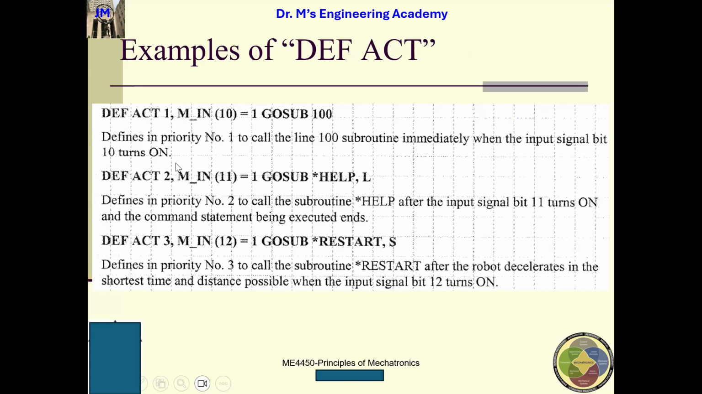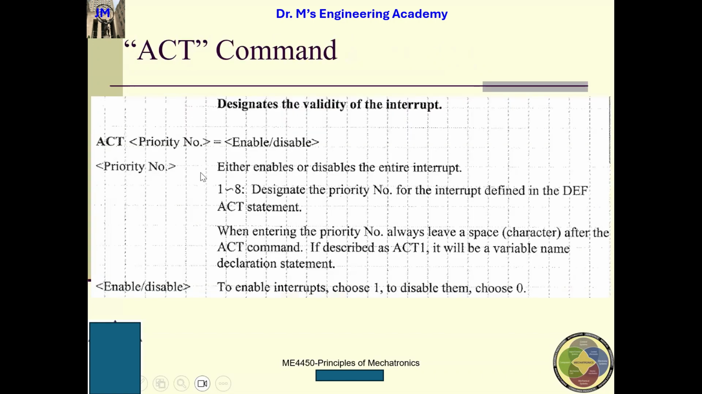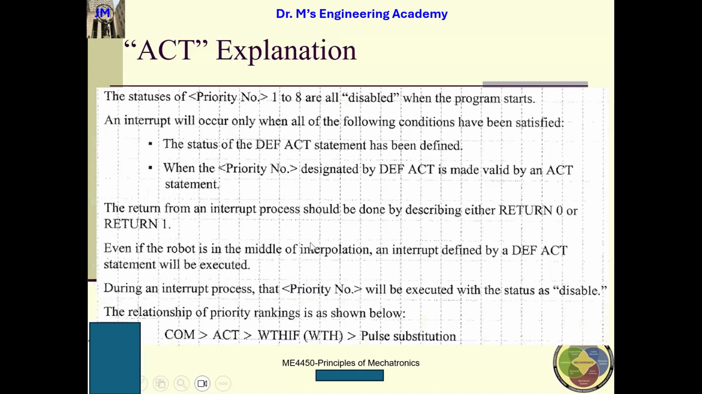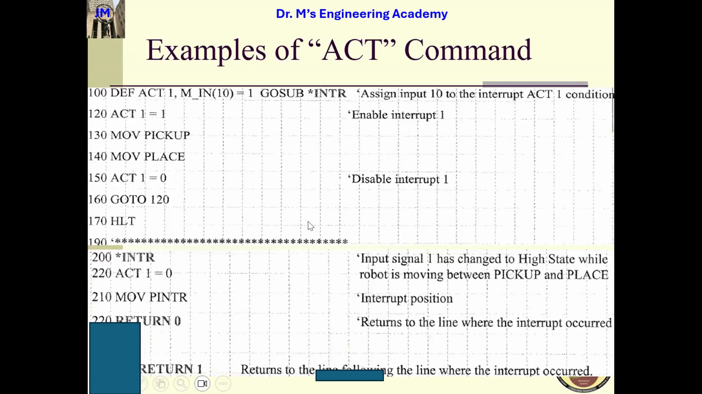After you define them, you need to have this ACT command: ACT, the priority number, and you need to enable it. And finally, at the end, you need to disable it. I'm going to give you an example, guys. Here is an example. First, I define ACT for bit 10. If bit 10 equals 1, I need to go to the start interrupt.